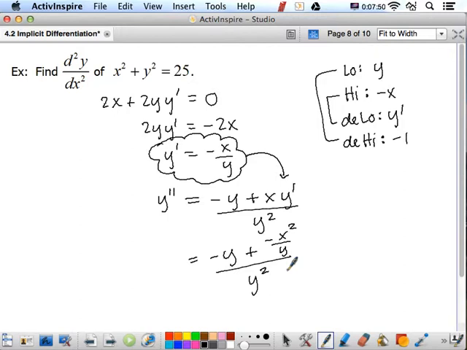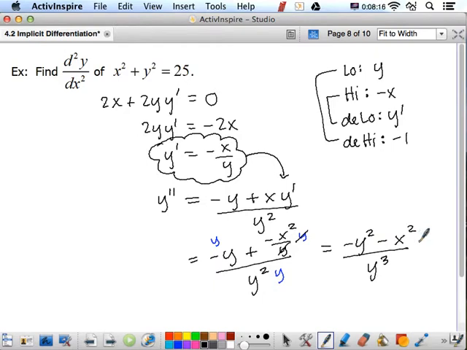Y. So we're going to multiply through by y, multiply by y, multiply by y, and that will give us our final second derivative, which is negative y squared minus x squared over what? And be careful not to oversimplify here. You can't reduce this y squared and this y cubed because you can't reduce from all of them.